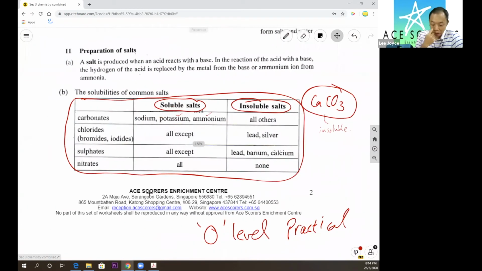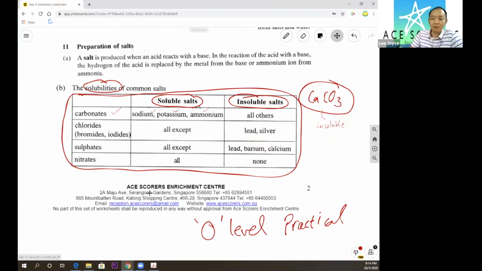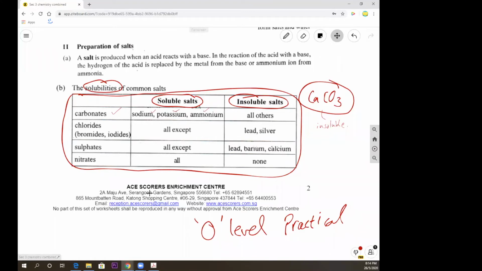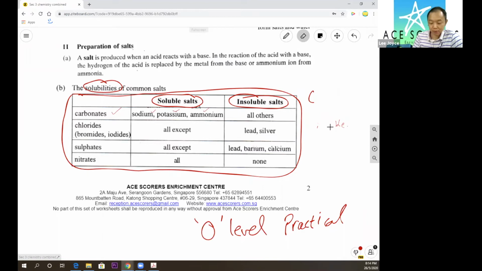You understand? Do you understand? Yeah, okay, good. I'll give you another example.